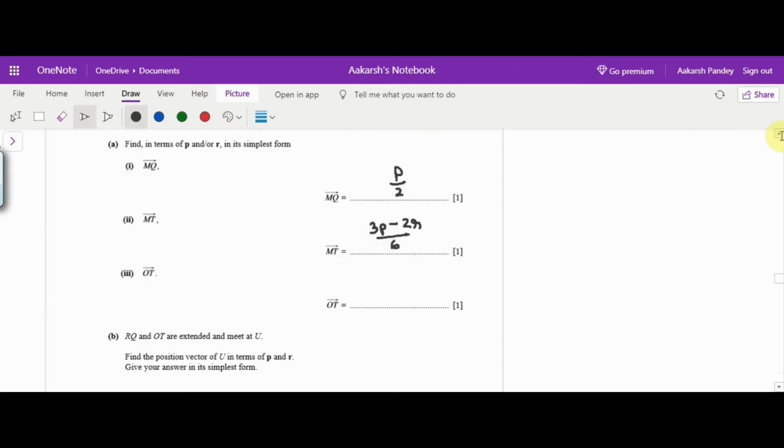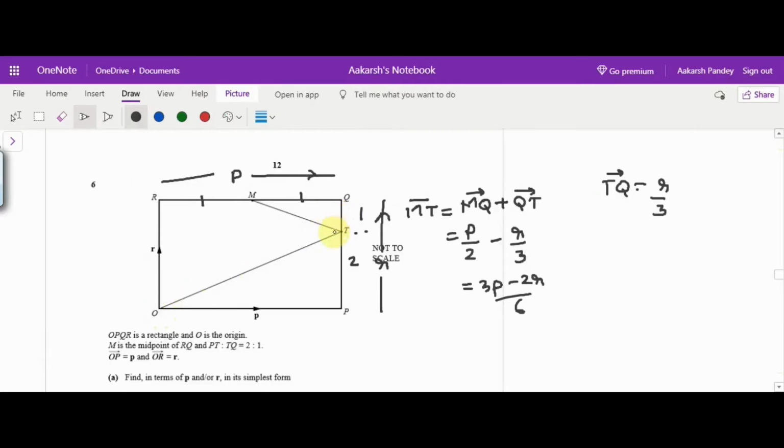Next, finally I want OT. Now OT is OR plus RM plus MT.